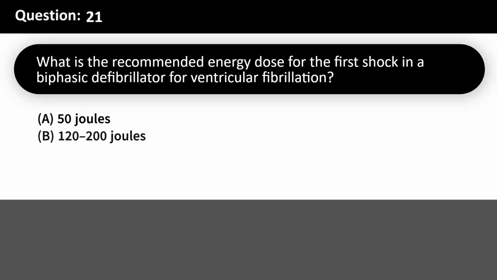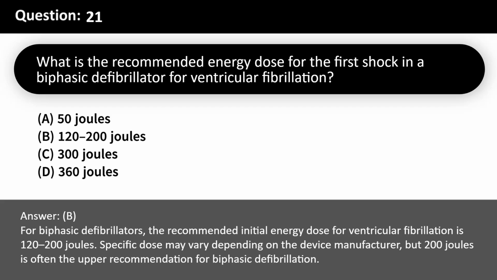What is the recommended energy dose for the first shock in a biphasic defibrillator for ventricular fibrillation? A. 50 joules. B. 120 to 200 joules. C. 300 joules. D. 360 joules. Answer, B. For biphasic defibrillators, the recommended initial energy dose for ventricular fibrillation is 120 to 200 joules. Specific dose may vary depending on the device manufacturer, but 200 joules is often the upper recommendation for biphasic defibrillation.